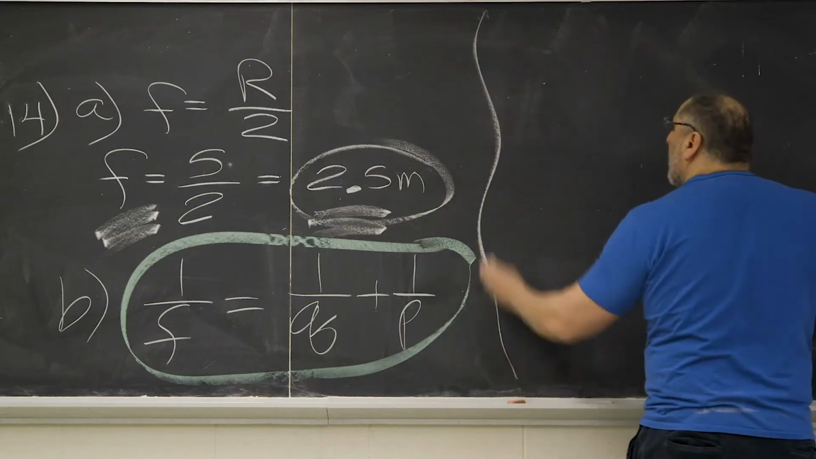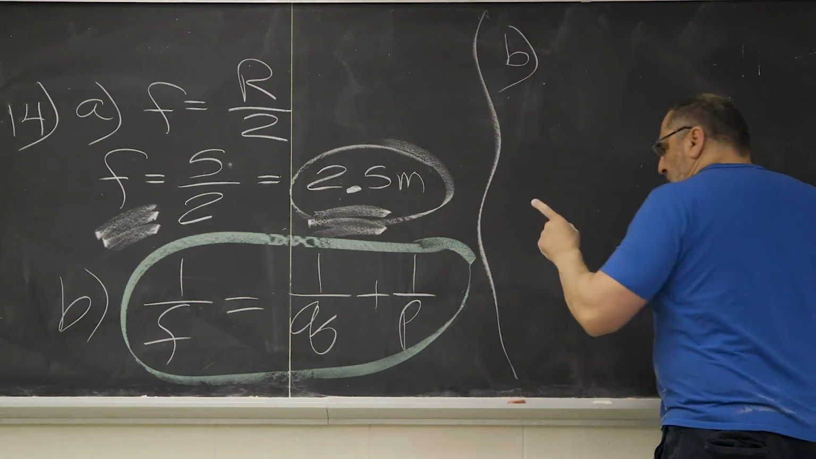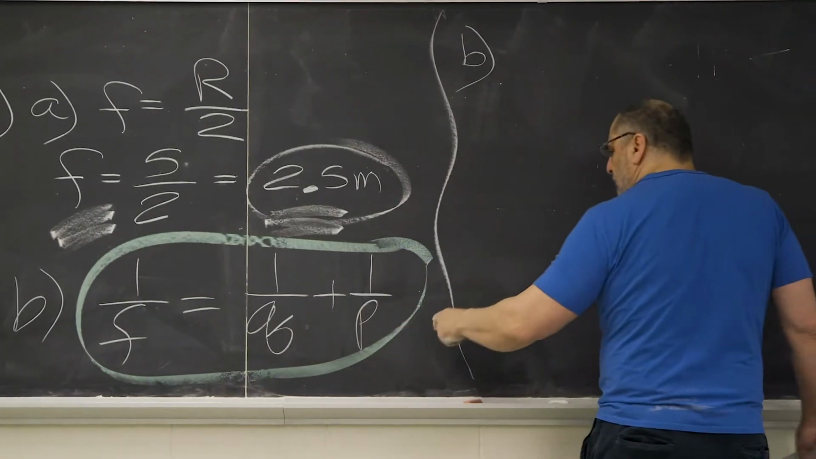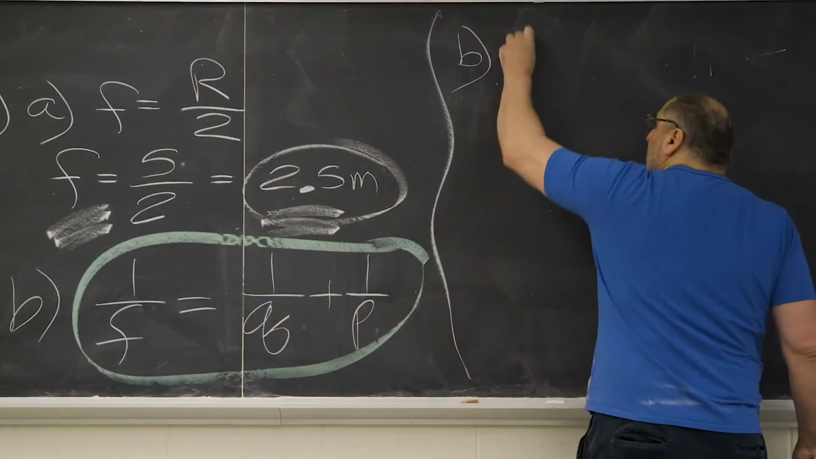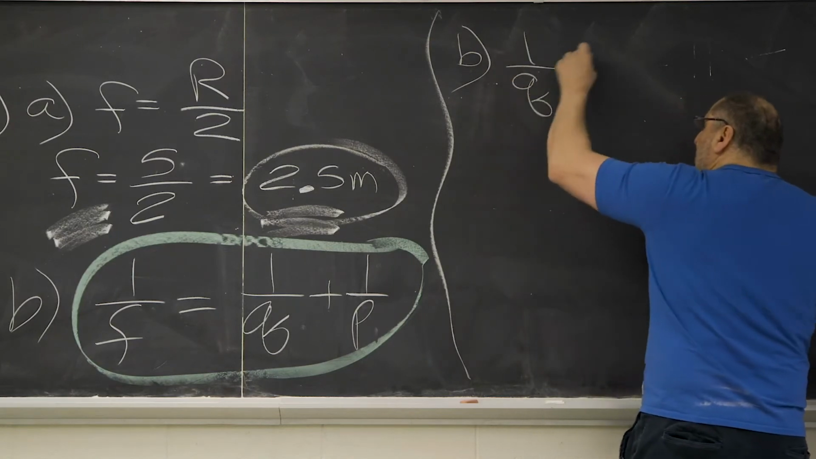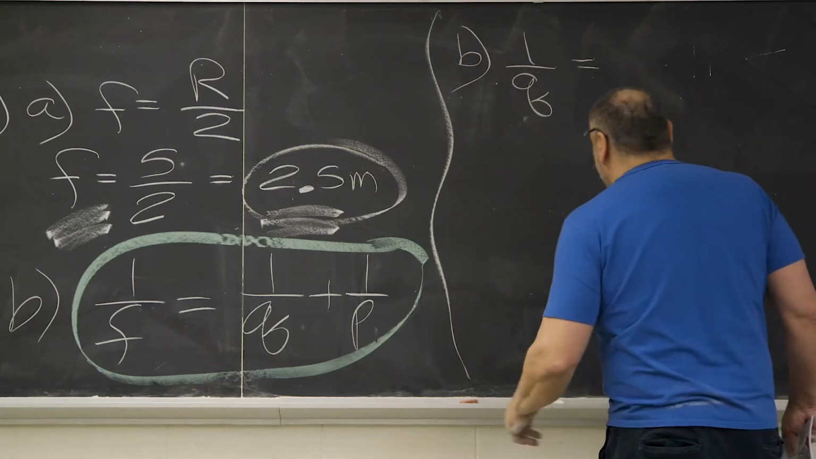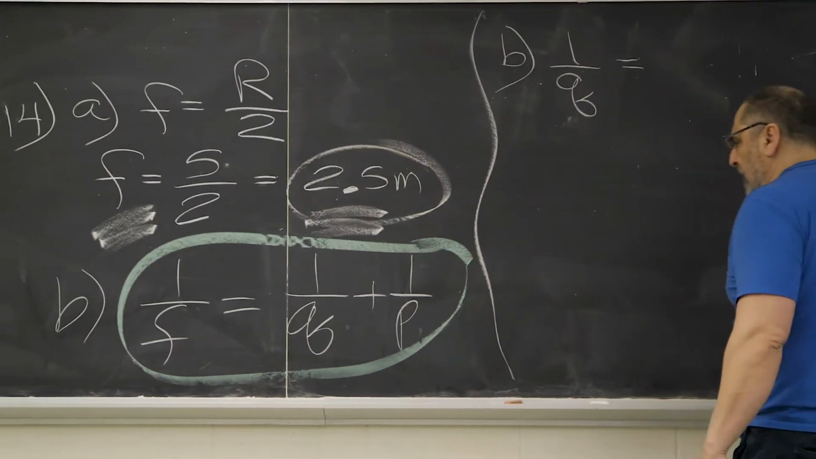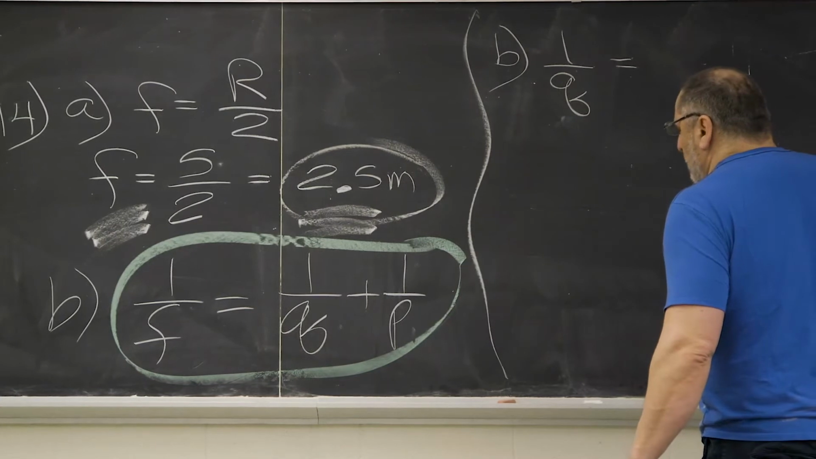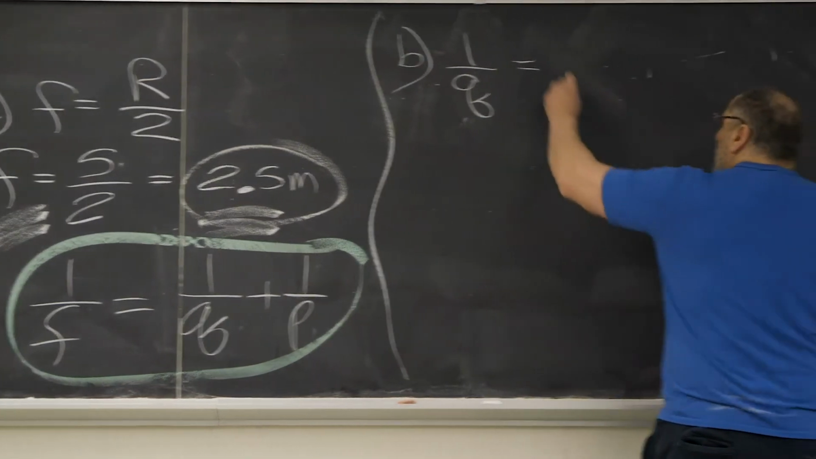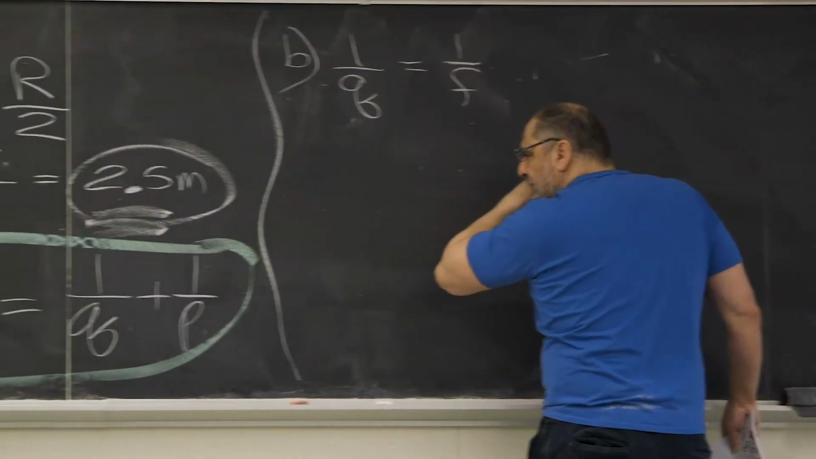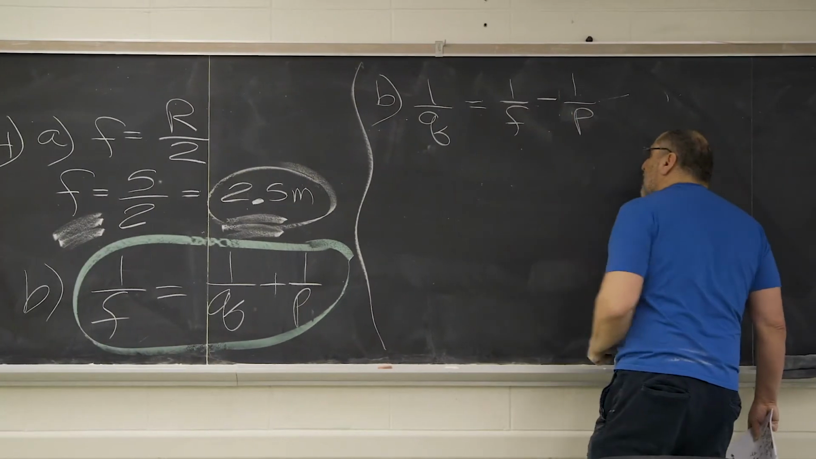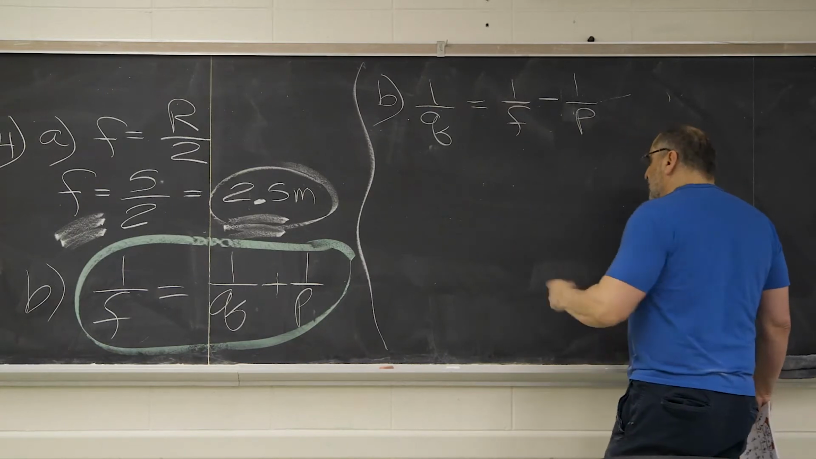So let's see here. I'm going to try to solve for the image distance. How about you subtract 1 over p on each side? I've got to find the image distance, which is Q. Again, I do not like the symbolism, but let's get used to it. So we have 1 over Q equals 1 over F minus 1 over P. Let's solve for Q.